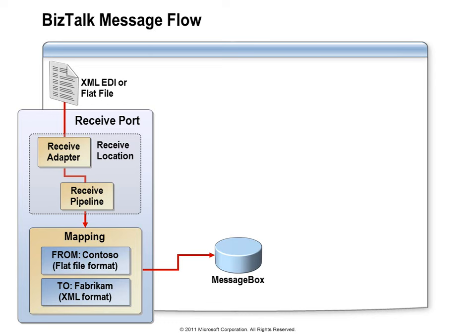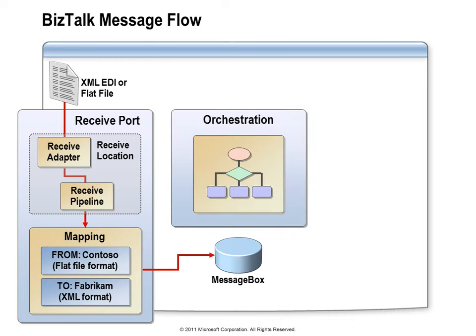Now if we have no subscribers to that message, the message will stay there, it'll be suspended. However, in this scenario, we have an orchestration that knows how to process this purchase order. And the orchestration determines that we don't have this particular product in stock, and so we need to place an order with a vendor. And so it publishes a message representing an order to be sent to the vendor.